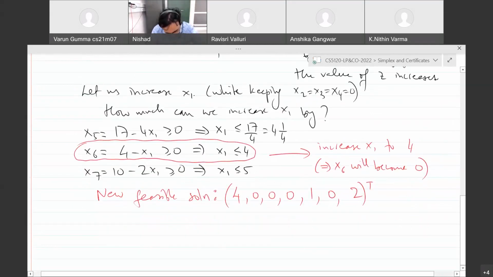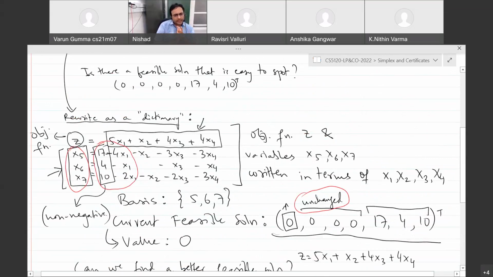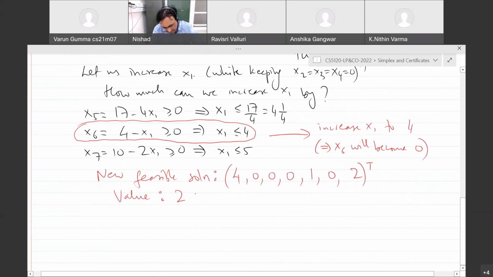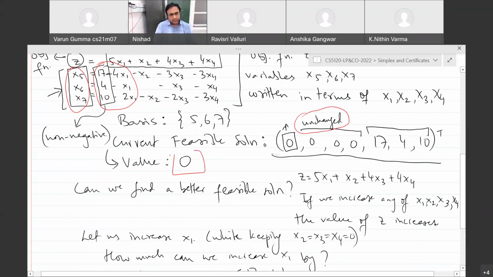And what is the value of this new feasible solution? Let's go to our z. It is 5 times x1 plus x2 plus 4x3 plus 4x4. That just means it is 5 times 4, which is 20. And 20 is clearly greater than 0. Therefore, we have a better feasible solution.